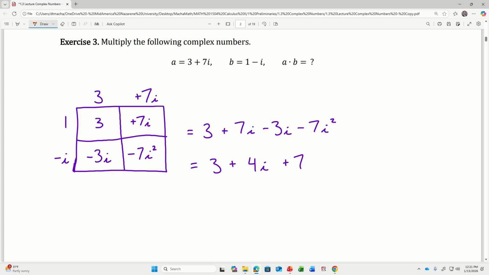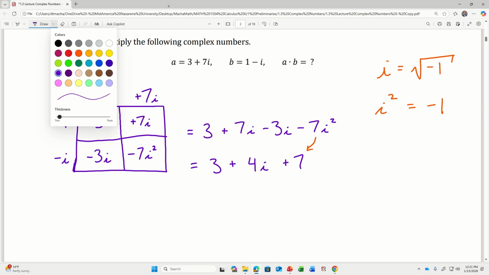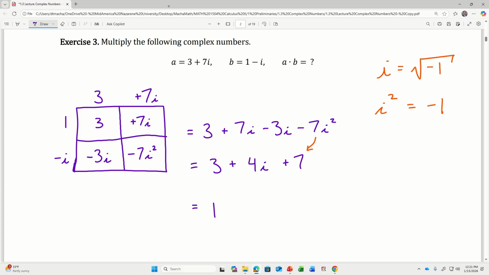And who can tell me, why is negative 7i squared the same thing as plus 7? Yeah. We defined i as the square root of -1, and that means that i squared would be -1. That's what's going on there. And then finally combining the real parts, I get 3 plus 7 is 10. Voila. So this is how I multiply complex numbers.